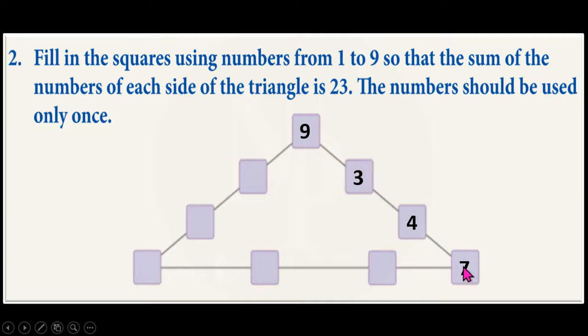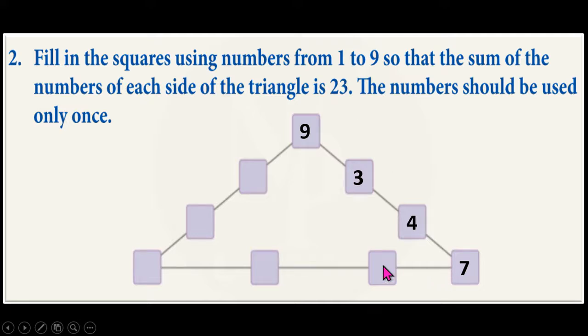Just look here. First I will add 7 and 3. 7 plus 3 is 10. 10 plus 9 is 19. 19 plus 4 is 23. So if we add the numbers that we have filled along this side of the triangle, the sum will be 23.